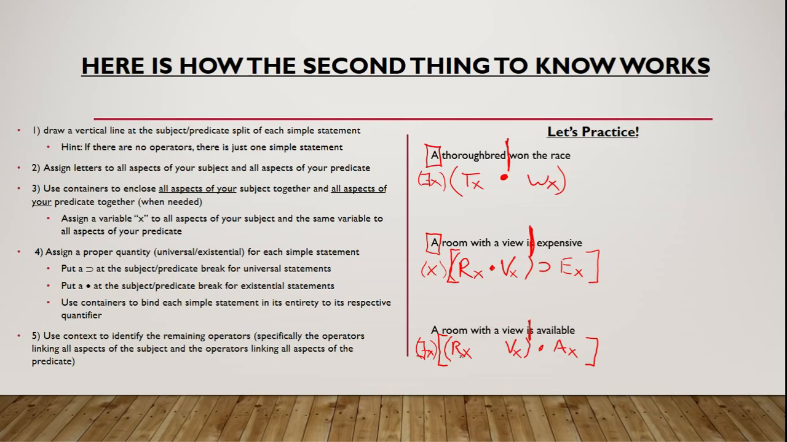Here we have room and we have view. We need to link those together. And I would say that there exists an X such that X is a room and it has a view. And so there is your final answer on that one. A room with a view is available. There exists an X such that X is a room and X has a view and X is available. Next set.